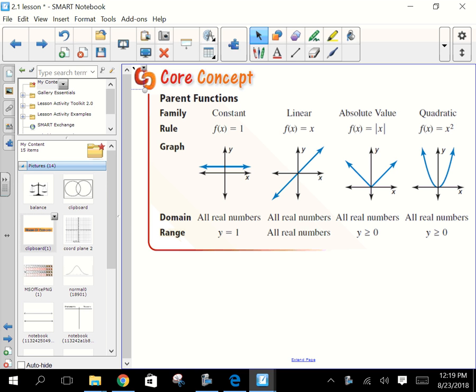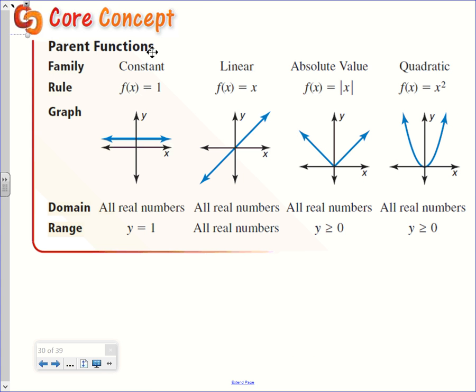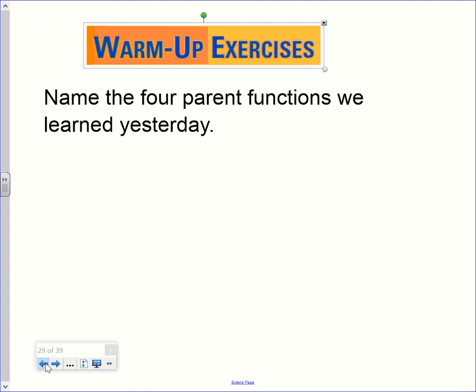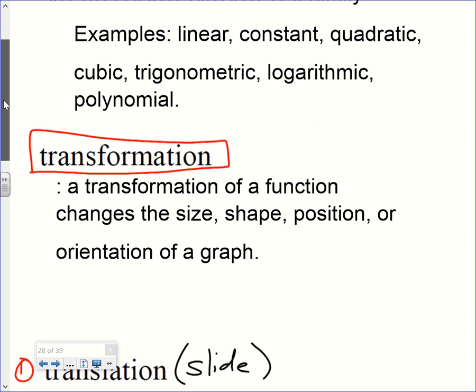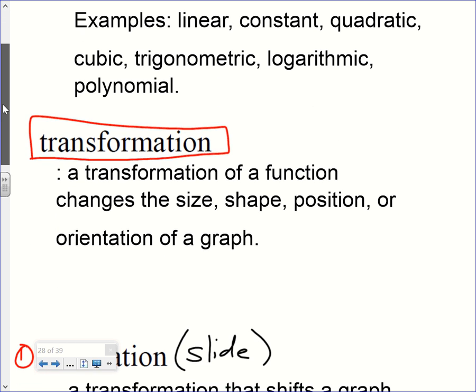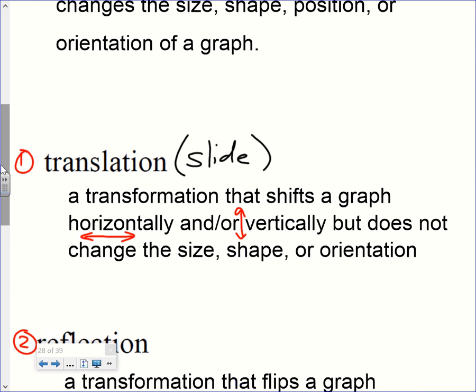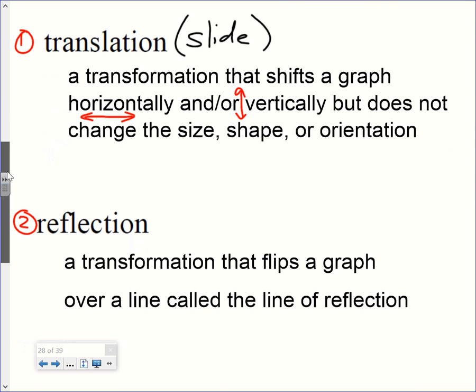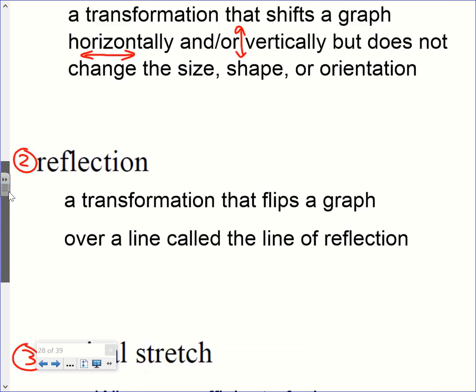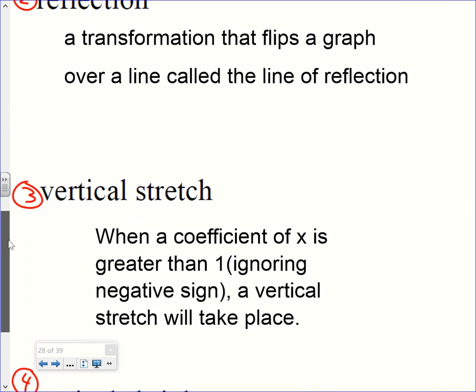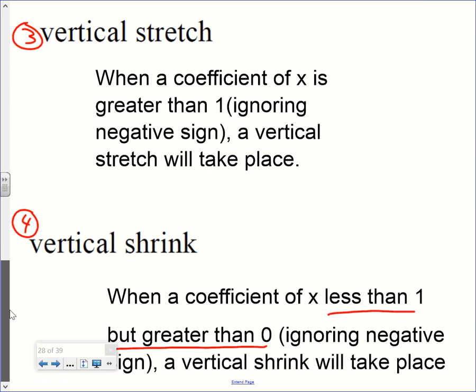So yesterday, on your notes, we went over I think 5 or 6 words here. We went over parent function. We went over 4 kinds of transformations. The first kind of transformation, go ahead and put a 1 next to translation. The second kind, reflection, put a 2 on it. Vertical stretch, put a 3. And then vertical shrink, put a 4.